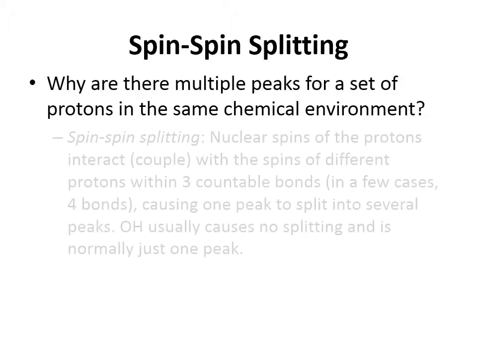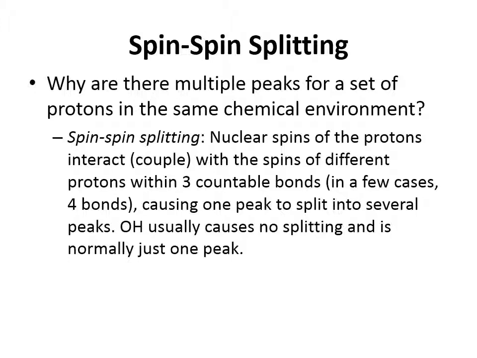In spin-spin splitting, nuclear spins of the protons interact, also called couple, with the spins of different protons within 3 countable bonds, and in a few cases 4 bonds, causing one peak to split into several peaks. The proton on OH usually causes no splitting and is normally just one peak.